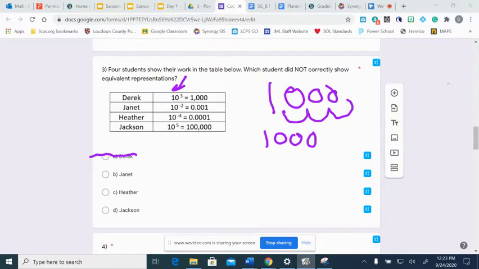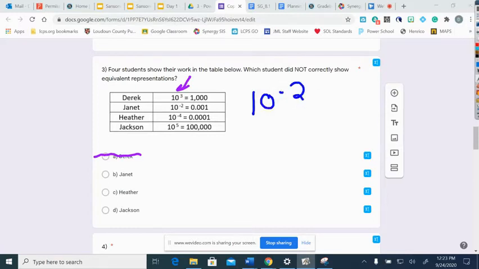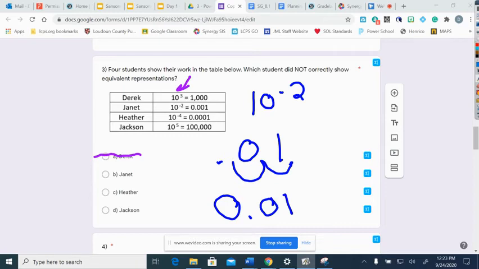Next, we'll look at the next student. After I erase. So the next student, Janet, said 10 to the power of negative 2. If we do our trick, a 1 with a decimal behind it, the negative 2 means we're going to move our decimal 2 places to the left. 1, 2. And now the decimal is right there. And I'll fill in this empty value with a 0. If I rewrite it nice and neat, it'll be 0.01.